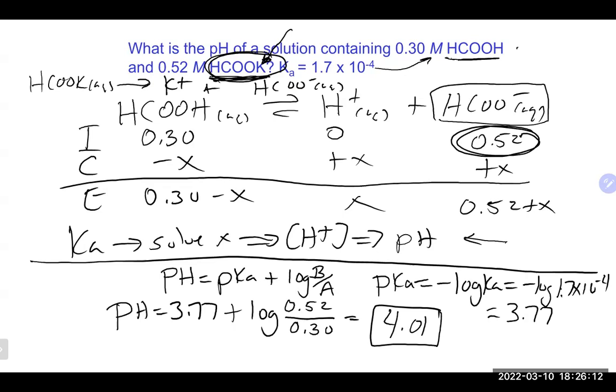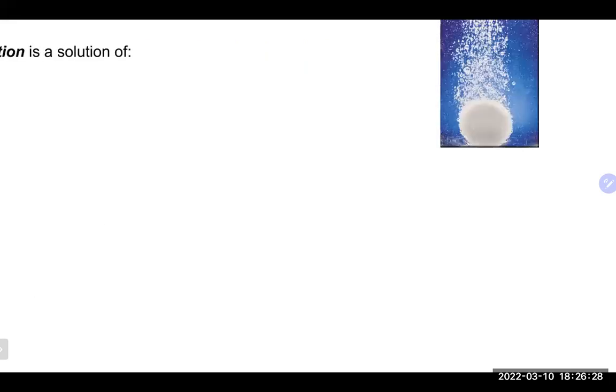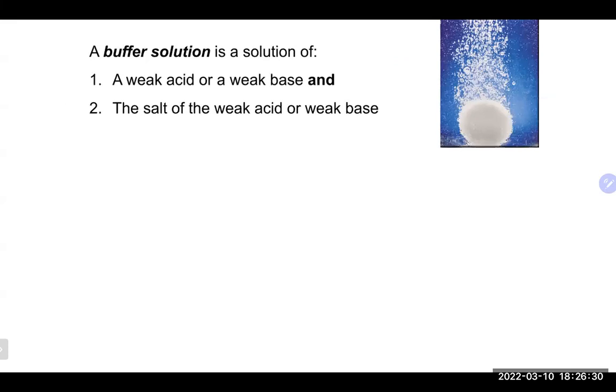Okay, so the common ion problem, as I've been alluding to, is a specific problem that we come across a lot in chemistry, and it is basically what a buffer is. So a buffer is really a common ion situation occurring. So let's talk about what a buffer is.